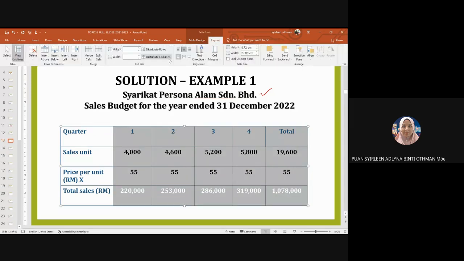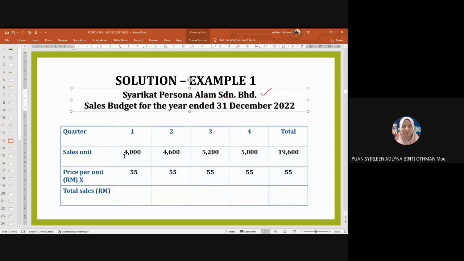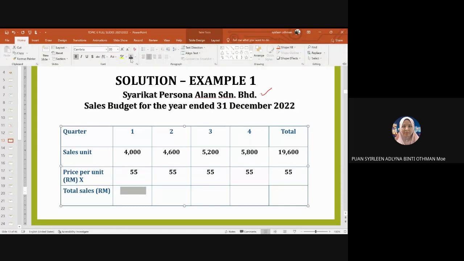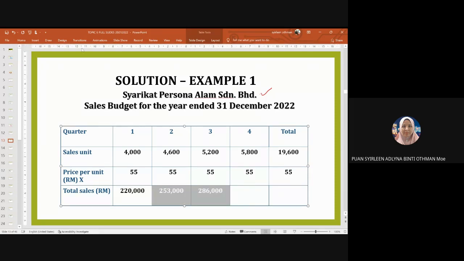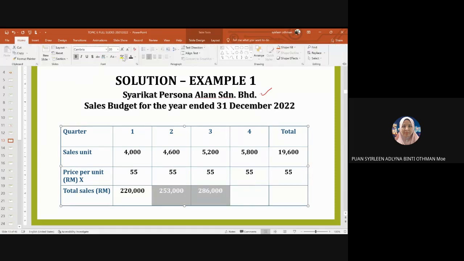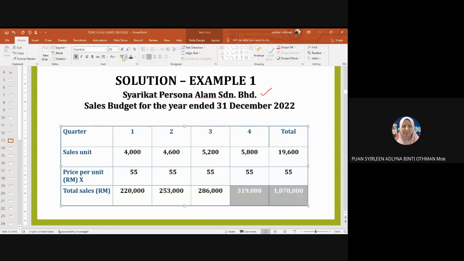Okay. Alright. Now kita akan jumlahkan. Okay. So 4,000 times 55. Okay. That will be 220,000. Okay. Second quarter will be 253,000. Third quarter will be 286,000. Okay. Fourth quarter and fifth. Fifth tu tak ada ya. Fifth tu ialah hasil tambah.